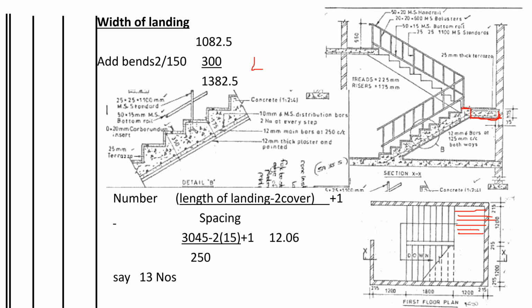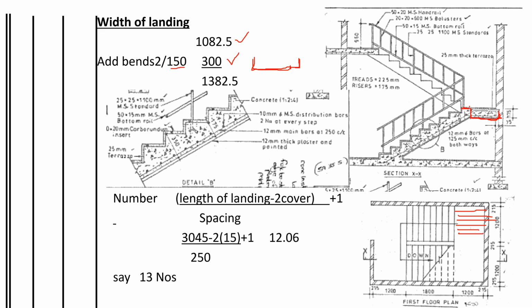And remember, we said that reinforcement bars are like this. So this one is the width of the landing that is remaining after deducting 225 plus half the wall. Then we have a bend here at the end and a bend at the end. The bends will be 150 length, 150 times 2, 300. So we shall take 1082.5 plus 300, we get 1382.5.